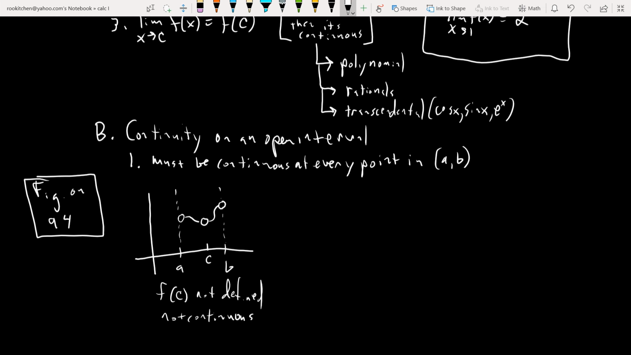And in fact, it's a removable type discontinuity. Again, you could redefine it in a piecewise form and kind of fill in the dot. So it's f of x everywhere except at c, and then you just make c equal to, excuse me, the height of that open dot. Okay. Let's look at another one.